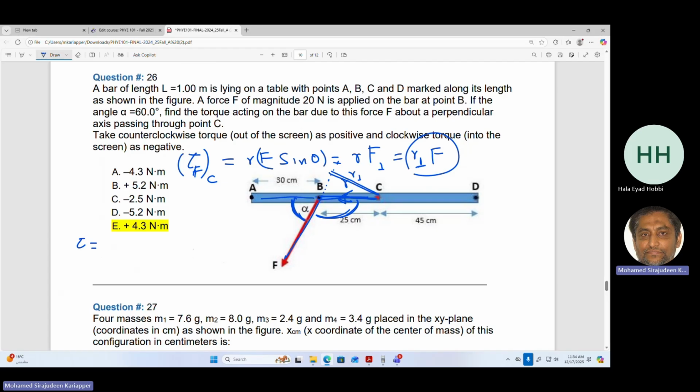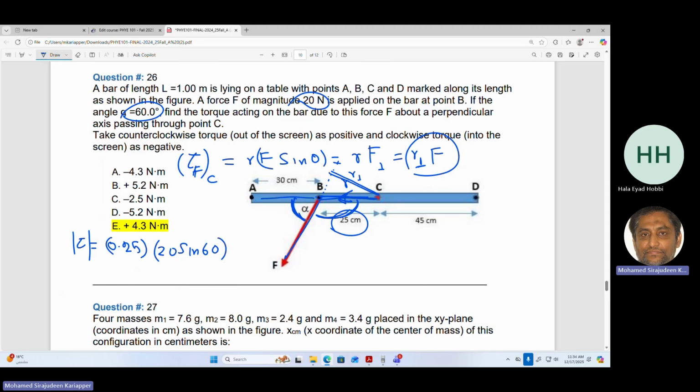We have the theta. So we just substitute: torque will be equal to R, the distance CB. Do we know that? Yes, 25 centimeters. So in meters, it will be 0.25. And the perpendicular component of F will be F sine theta. So theta is the alpha here, which is 60. F is equal to 20 Newton. So 20 sine 60. So this is the magnitude of the torque.